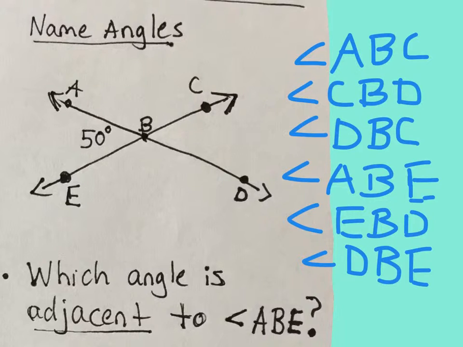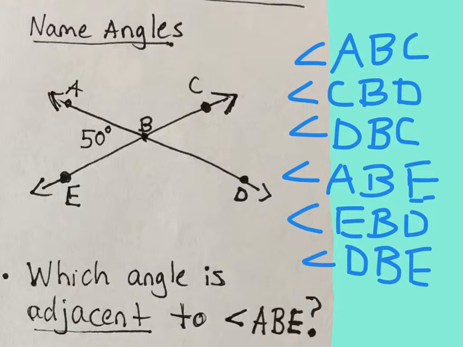All right, so ABC is ABC. So it's referring to this angle here. All right, so angle CBD refers to CBD here. All right, angle DBC, start with D, DBC, referring to this opening here.